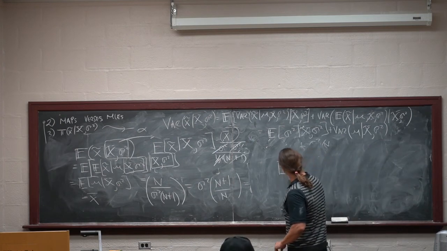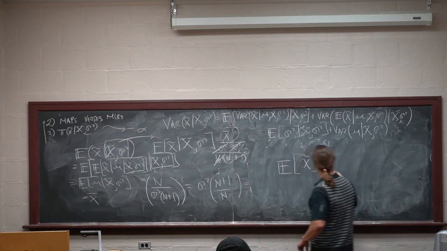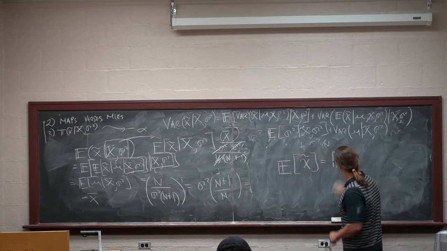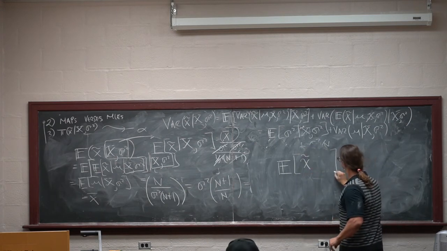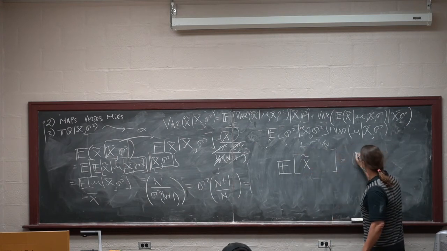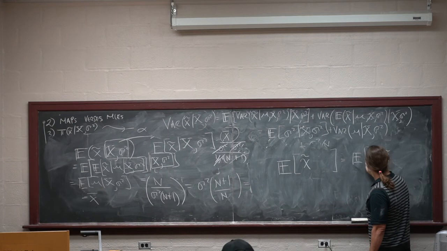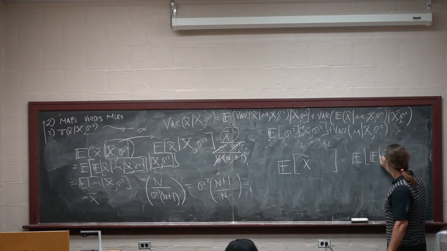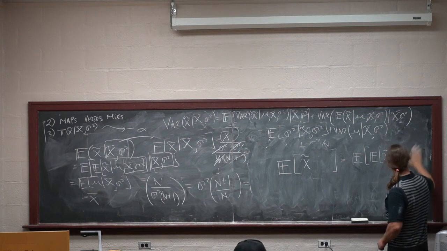The expectation of x tilde is equal to the expectation. I'm going to give myself a little bit of room here. It is equal to the expectation of x tilde, and I can condition on any random variable. We'll say we always pick the right one to make our problem simple. So that's my thing. Give myself a little bit more room.